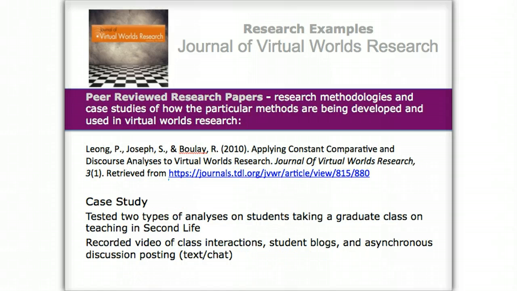The second one was actually done here at the University of Hawaii. It was a case study where the researchers were testing two different types of analyses on students taking a graduate class on teaching in Second Life. So they were doing a constant comparative and a discourse analysis to study basically the students, how they reacted to learning the different things within Second Life.